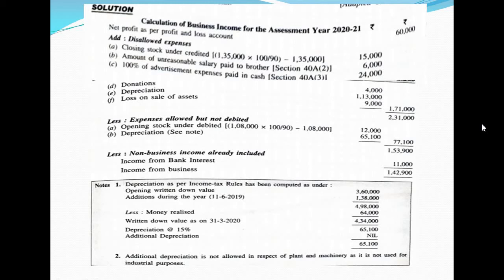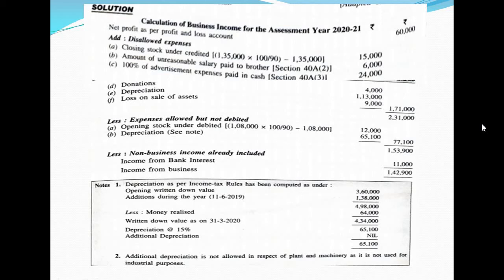Then the amount of unreasonable salary paid to his brother, that is rupees 6,000. Then the advertisement expenses which have been paid in cash in excess of rupees 10,000. Then we have donation to the place of worship. Then we have depreciation and also loss on sales of assets. After adding that, you'll get 2,31,000.